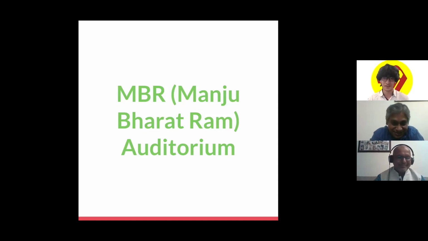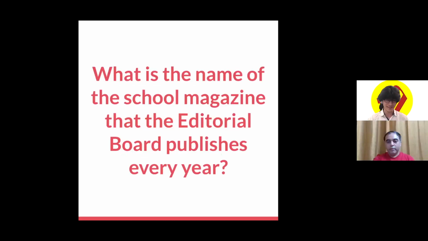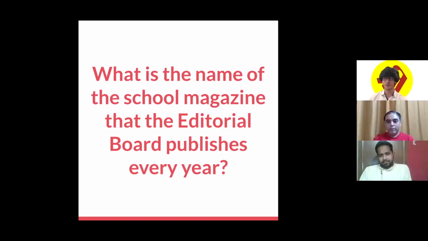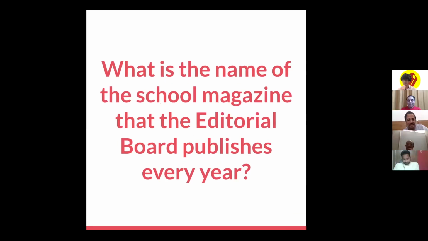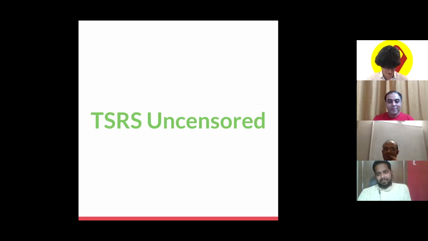Our next question is going to be for Rocket Boys. What is the name of the school magazine that the editorial board publishes every year? The school magazine. Okay, unfortunately, the time is up. So we'll pass this on to the next team, Shri Pataka. Uncensored. That is the correct answer. It is TSRS Uncensored.